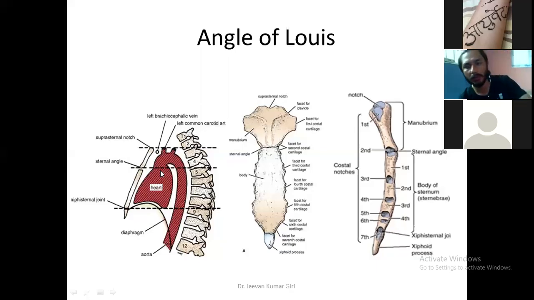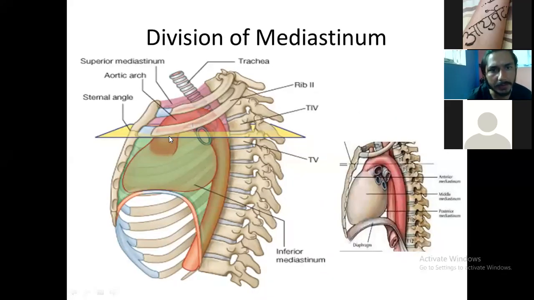Now I'll go to the previous picture. One nice picture is there with me. Now see here. This is the transverse thoracic plane, isn't it? Yes, sir. Now see, this is the heart. Can you see this part of the aorta here? Yes, sir. Just below the transverse thoracic plane, this is the ascending aorta. And from here, this is the arch of aorta. And just below this is the descending aorta.